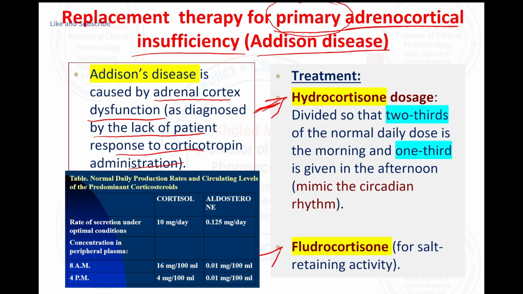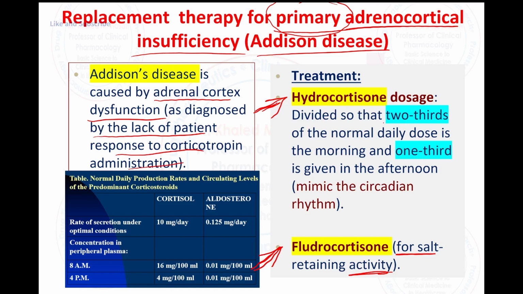We need to replace the salt. We are going to prescribe fludrocortisone as the salt-retaining substance. So we need 2 agents to be prescribed in patients with Addison disease: hydrocortisone and fludrocortisone. Hydrocortisone for the glucocorticoid effect, and fludrocortisone for the mineralocorticoid effect.